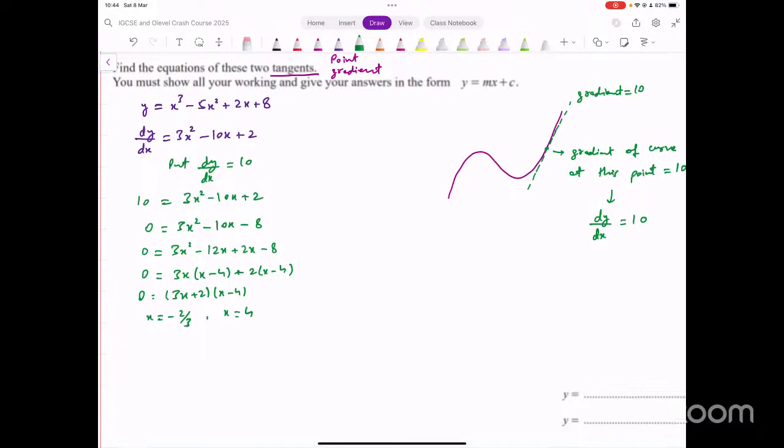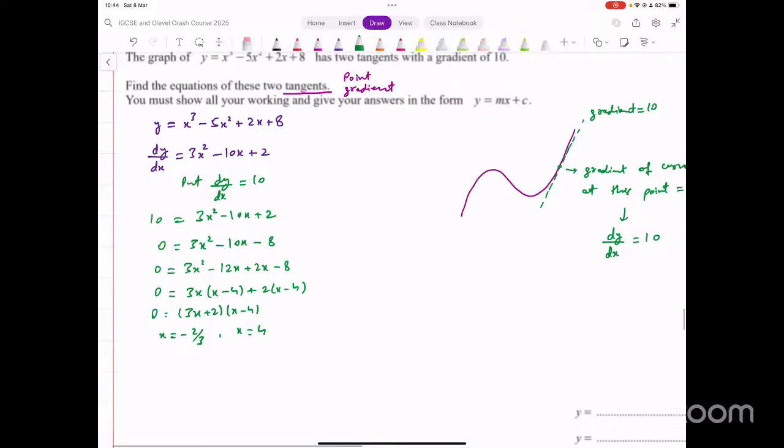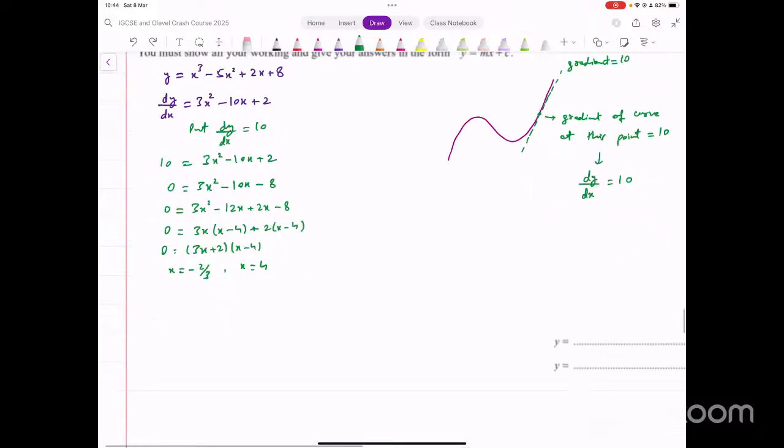We have to find the corresponding y coordinates as well now. Put these values back in the original function and see what the y values turn out to be. I am just going to write the y values directly. You should show working for this as well. So input these values in that function, and you'll get some y values from that.